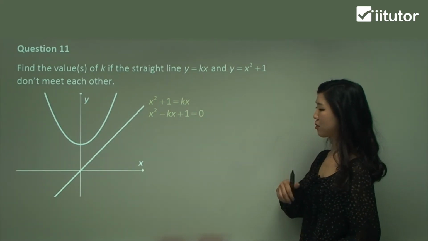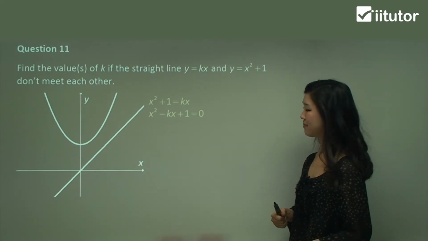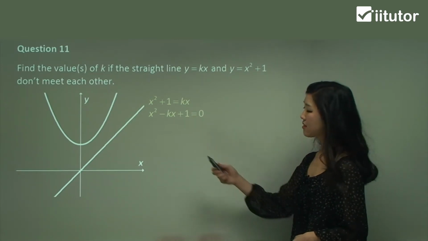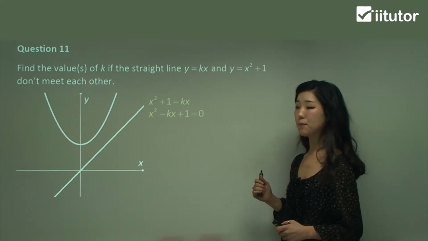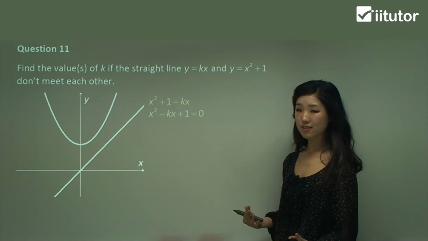So that looks like a nice quadratic now. Now that I've got that, let's consider our discriminant. Okay, so discriminant, think about it guys. This time they don't have any intersections. What happens if they don't meet each other? Is the discriminant going to be greater than 0, equal to 0, less than 0?